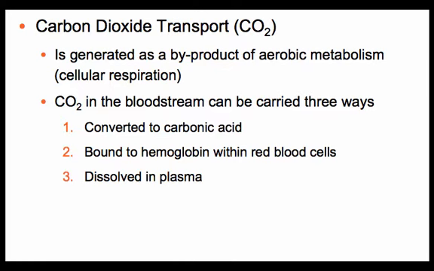Carbon dioxide is generated as a byproduct or waste product in the cells of the body during aerobic metabolism or cellular respiration. Carbon dioxide will be transported in the blood back to the lungs where it can be exhaled. Carbon dioxide can be carried in the bloodstream in 3 ways: converted to carbonic acid, bound to hemoglobin within red blood cells, or dissolved in the plasma.